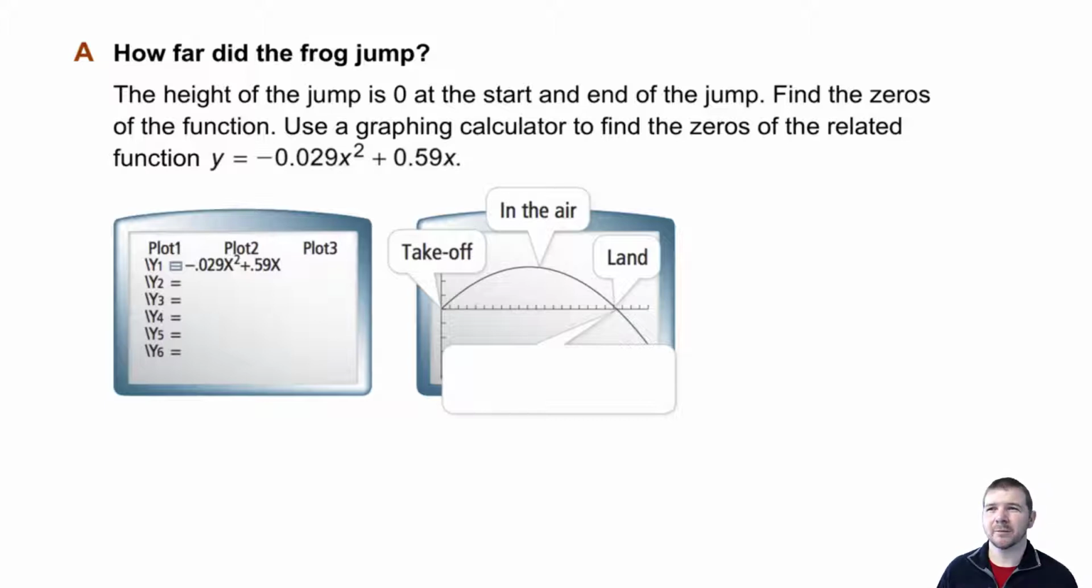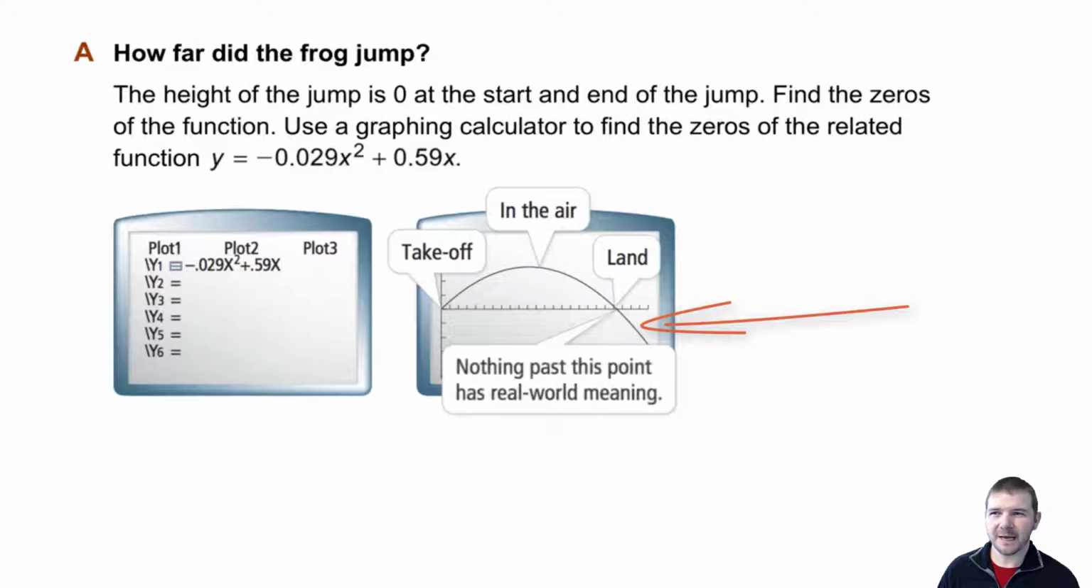Now notice the parabolic model, or the parabola graphed here, does include values below the x-axis, so negative values. But nothing past the second zero has real-world meaning, because the frog's not jumping into soft earth and leaving a giant impact crater, so it's not going below ground level.